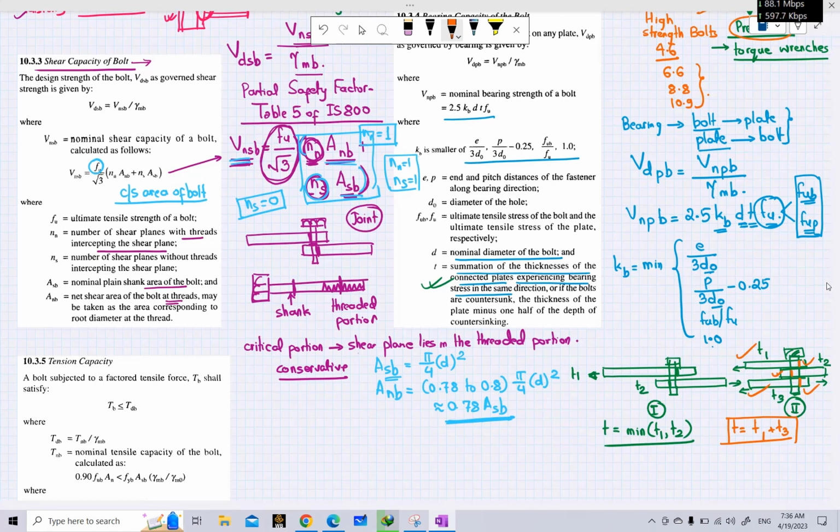So this is how you determine t. Now we know how to determine d. This is just the nominal diameter of bolt. t is about thickness, and fu. So what is kb? kb you can see here, e over 3d naught, p over 3d naught minus 0.25, fub over fu, and 1. kb has 4 probable values, and out of these 4 probable values, we will take the minimum one. So what is this e here? e is the end distance, d naught is the diameter of the hole, p is the pitch distance, again d naught is the diameter of the hole, fub is the ultimate tensile stress of the bolt, fu is the ultimate tensile stress of the plate. This ultimate tensile stress will be known based on the grade of the material that we have selected, and 1, we have 1 here. So let's discuss a little about this e, p and other things.